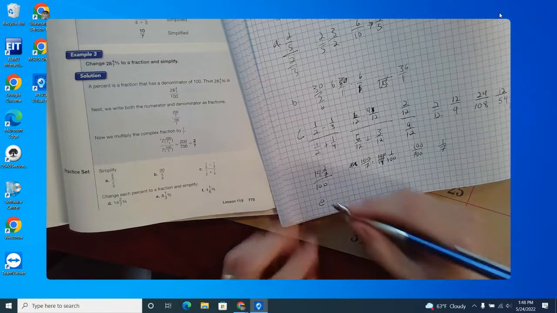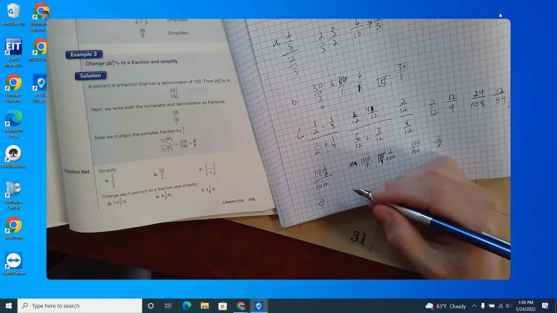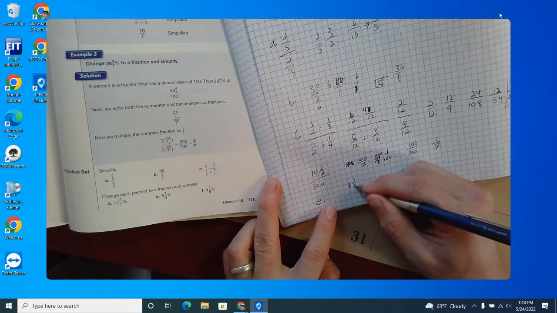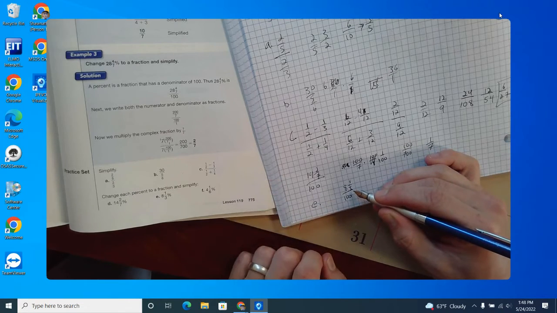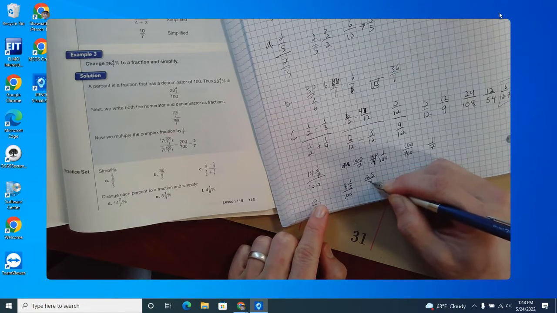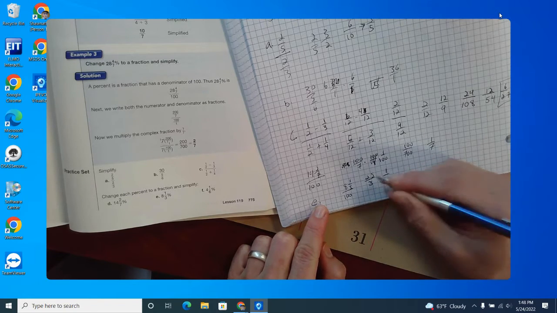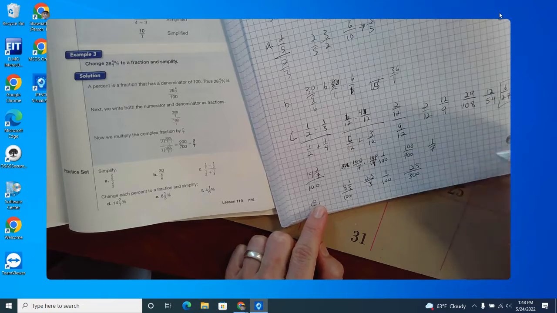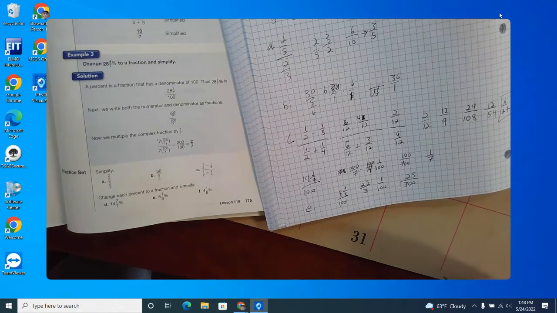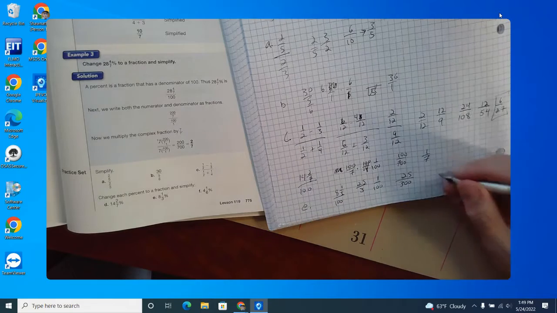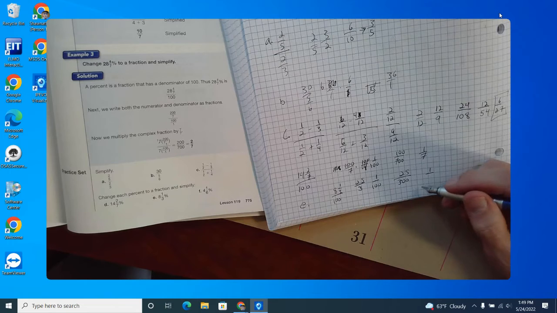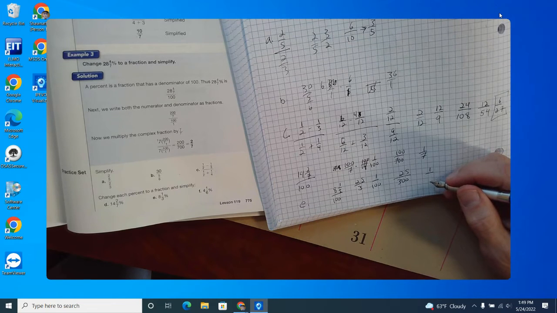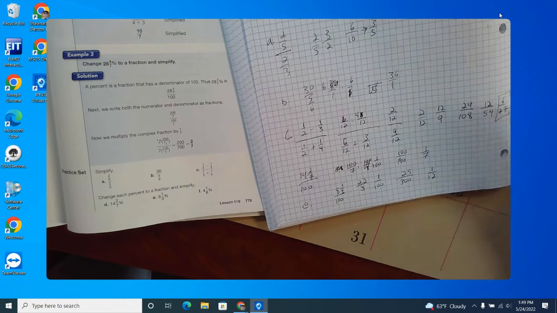For E, we're doing the same thing. Okay. 8 1/3 over 100. 8 times 3 is 24, 25. So 25 over 3 times 1 over 100. 25 over 300. Okay. And then we just reduce. Okay. So this is actually pretty easy. 25 goes into 25 once. 25 goes into 300 12 times. Right? Yeah. Okay. So 1/12.